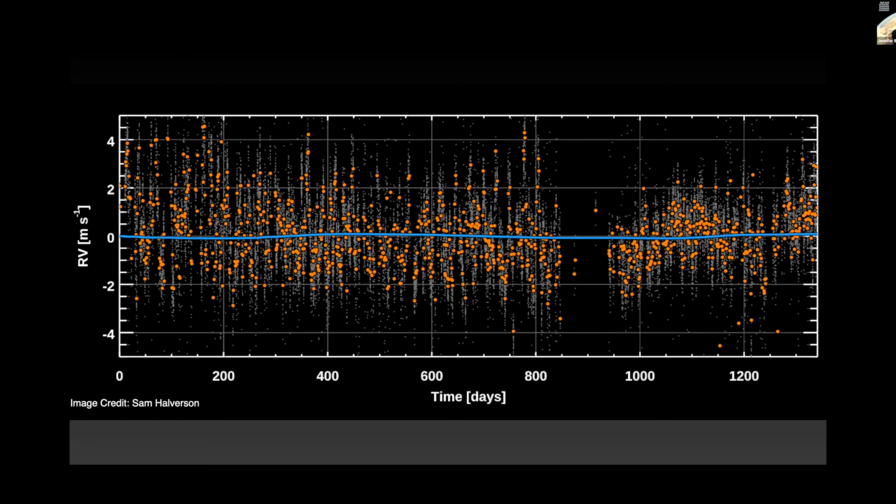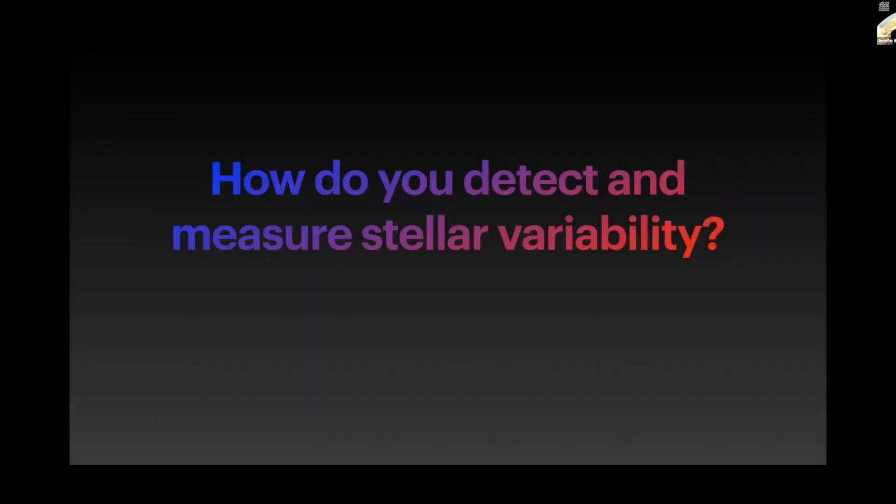And that fact should terrify, at least a little bit, any planet hunter in the room, because as far as things go in the galaxy, our sun is actually considered to be pretty quiet. Now, with just the RV measurements, it's almost impossible to disentangle which bits of the star's motion are due to which type of variability, let alone to accurately characterize the different components so that we can model them out. So, how do you detect and measure stellar variability?